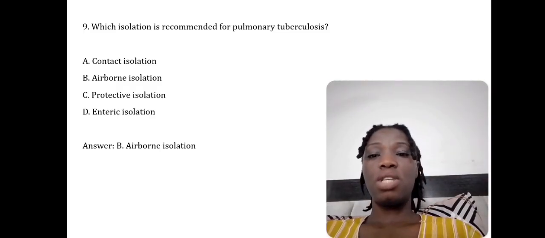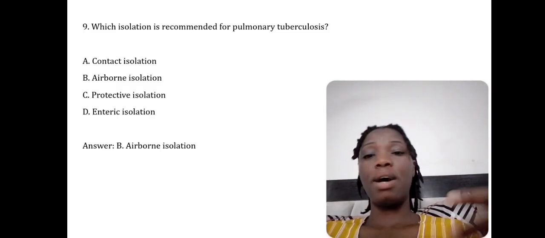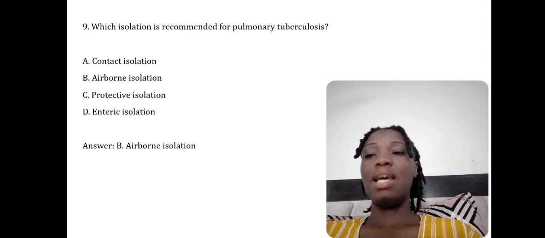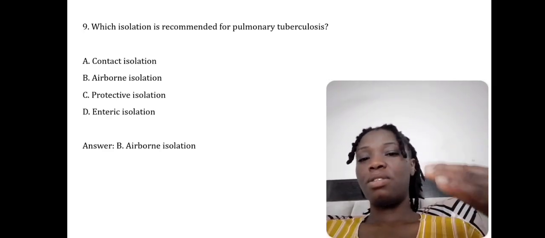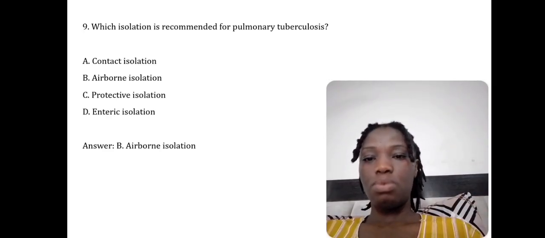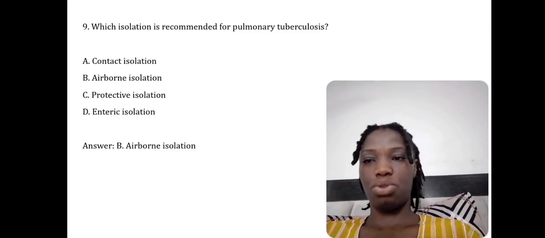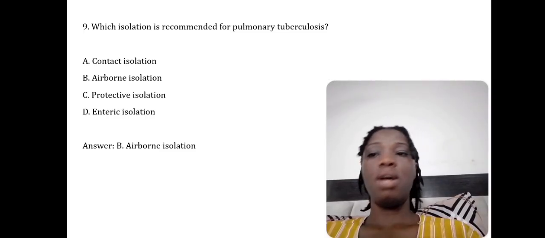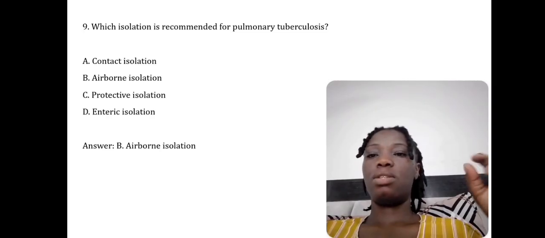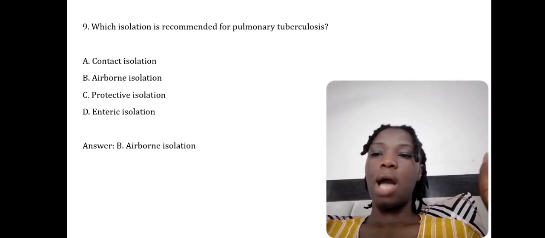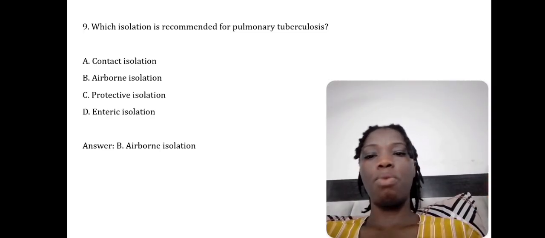So you place this patient maybe in a healthcare setting, and you prevent this person from going out. Protect this person from the outside world. That's protective isolation. Then enteric isolation, etc. So your answer is airborne isolation for pulmonary tuberculosis.